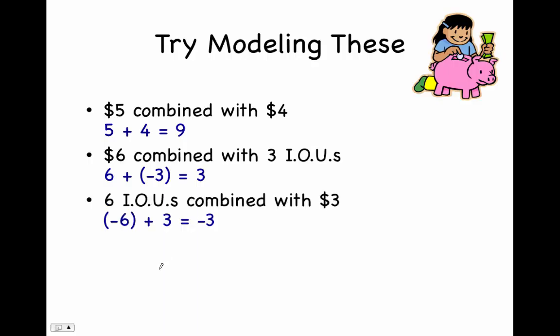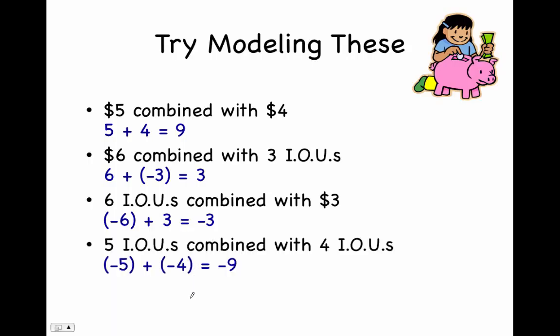6 IOUs combined with $3. Okay, this one's different. Negative 6 plus positive 3 ends up equaling negative 3. Think of this as you owed $6, you're able to pay off 3 of it, which is great, but you still owe 3 left over, so you end up still being negative 3.